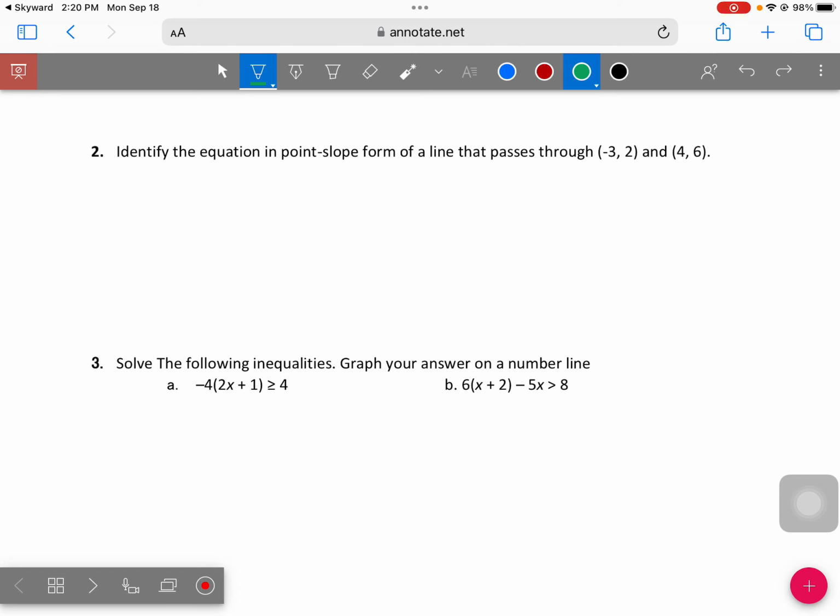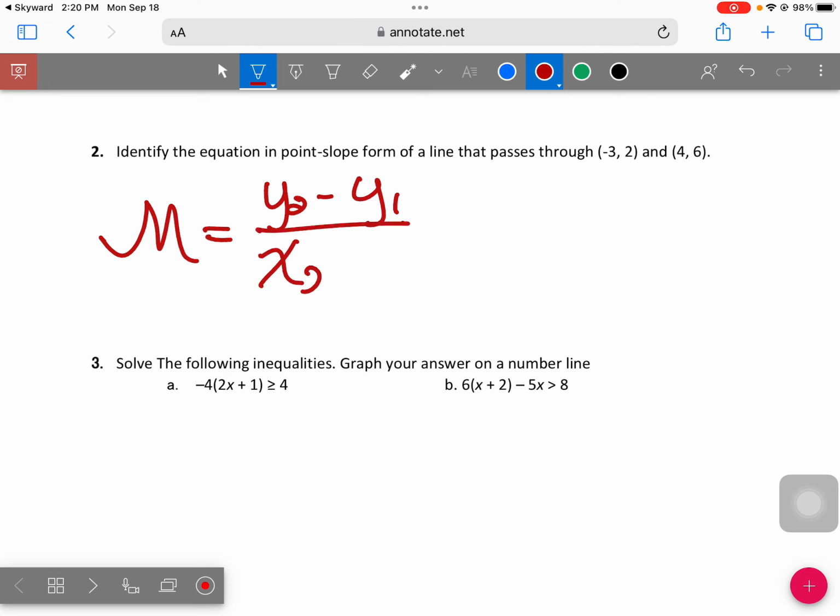Very good job. Any questions on 2? That one, you have to know that slope is y sub 2 minus y sub 1, all divided by x sub 2 minus x sub 1, which is what he did with the 6 minus 2 and 4 minus -3.